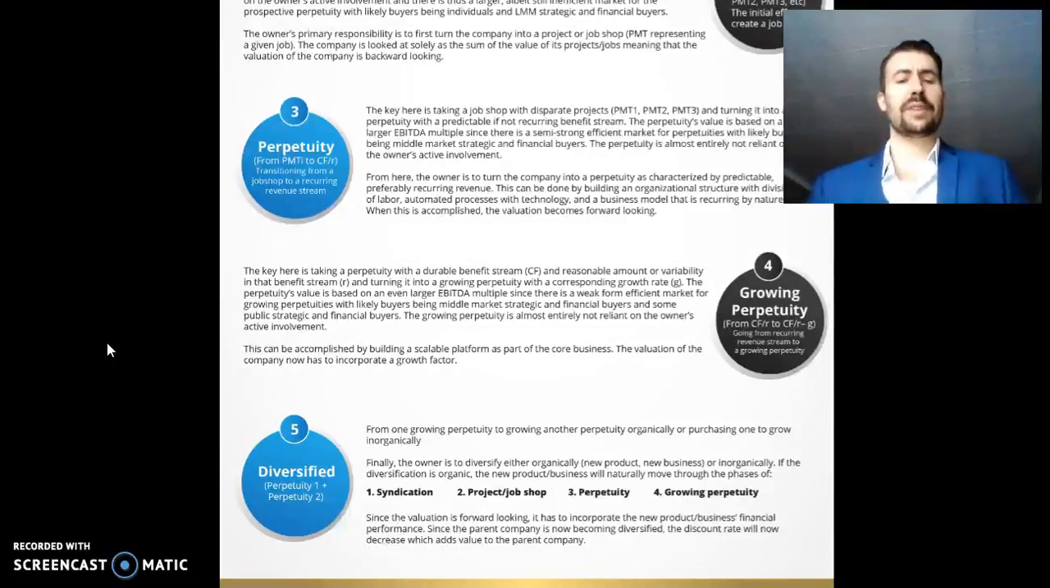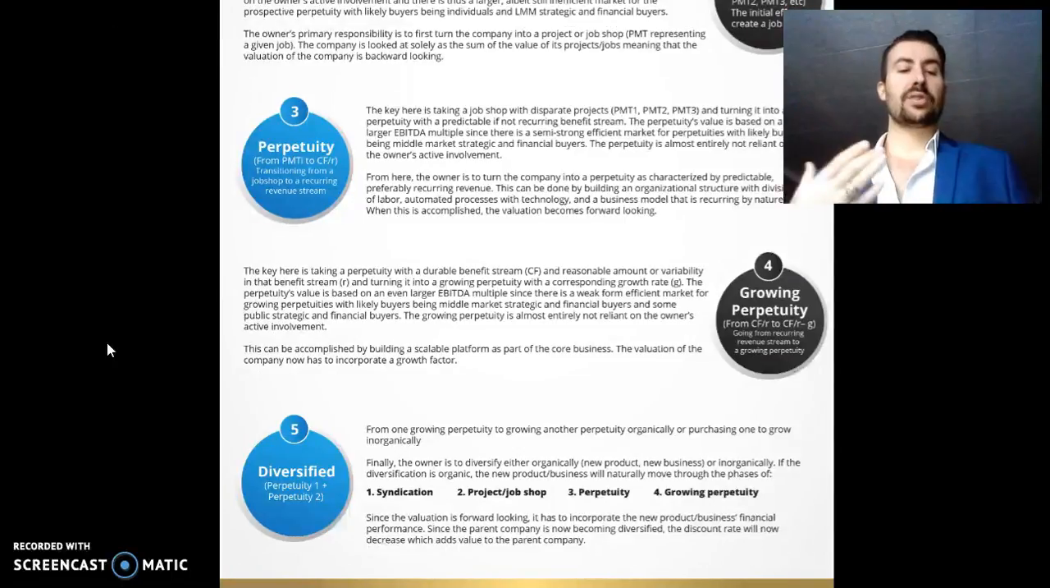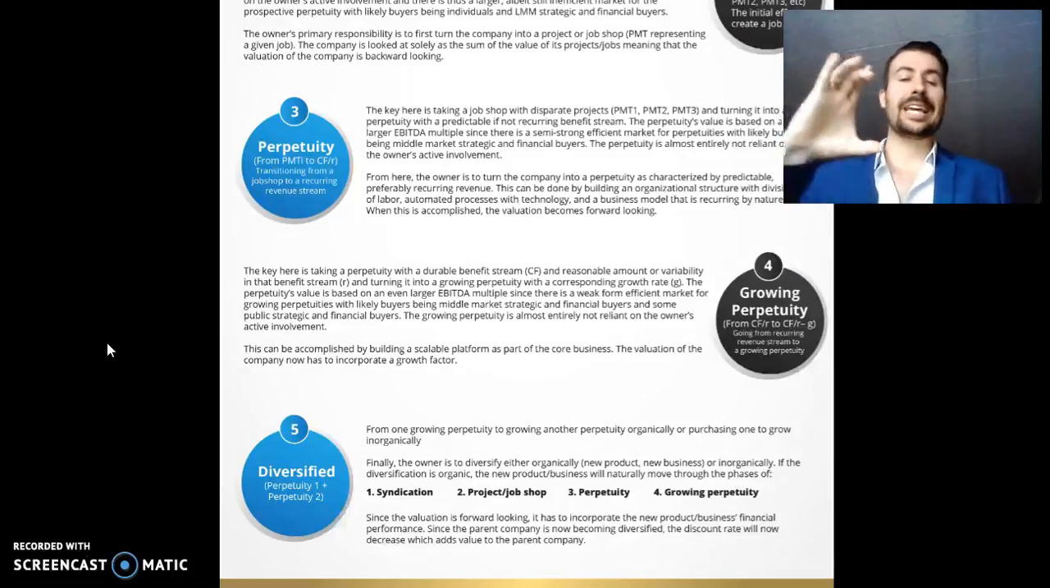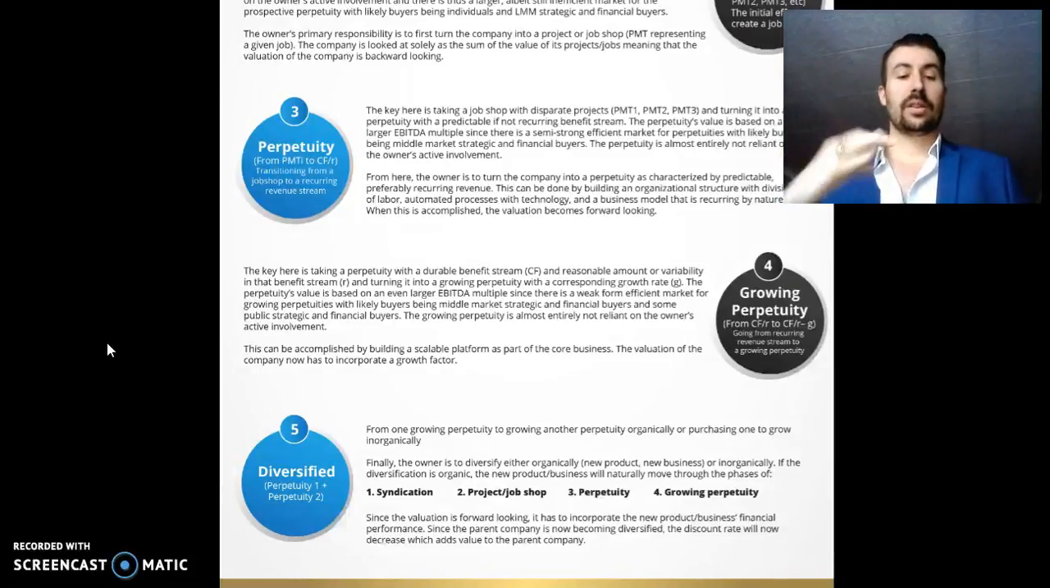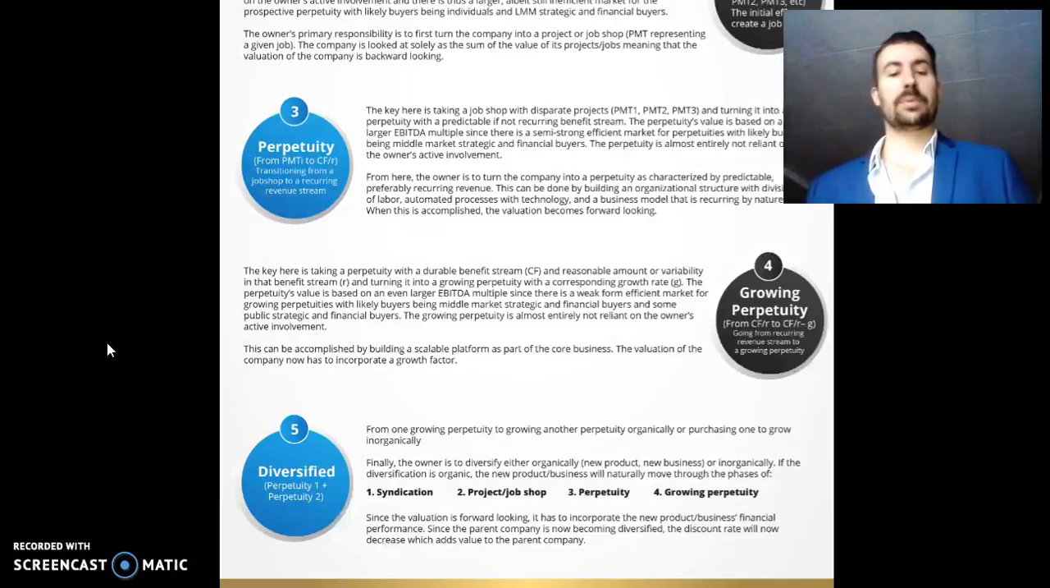And then the final phase of a perpetuity is in fact diversified. When we have attained the first perpetuity, we can add a second perpetuity or continue to build it from a syndication into a perpetuity. So from one growing perpetuity to another growing perpetuity organically, or purchasing one to grow inorganically, are different options that we have here. So finally, the owner is to diversify either organically, via a new product or business, or inorganically via corporate M&A, or private equity if you're a private equity buyer.